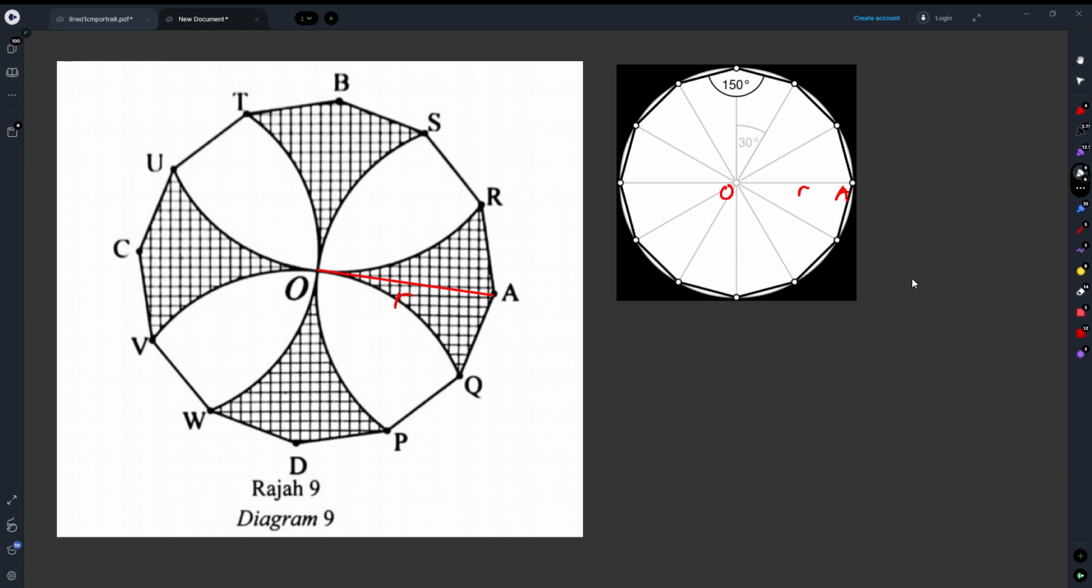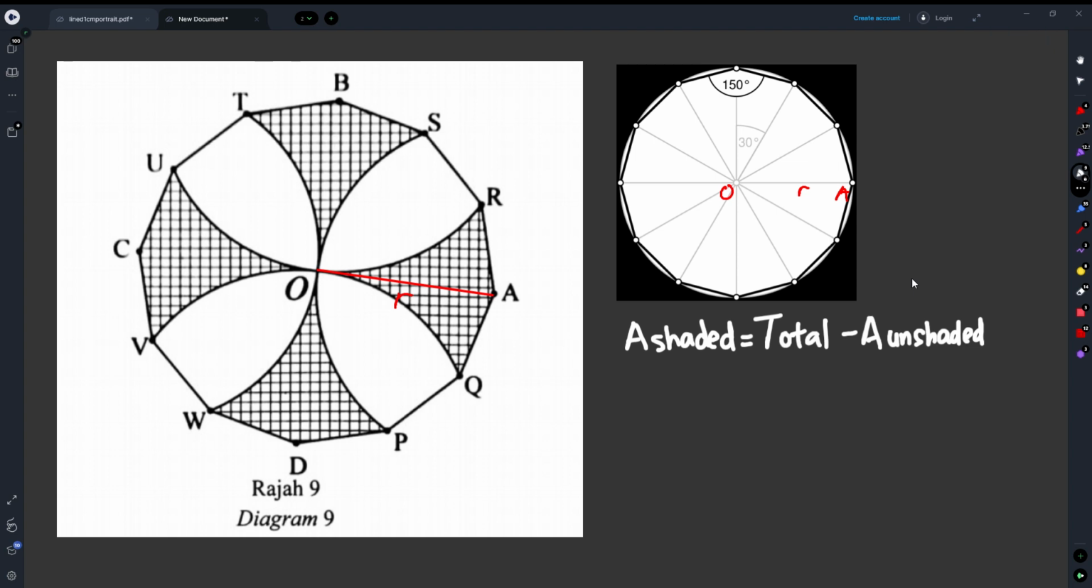We always have to use the particular concept: area of shaded region is always equal to the total area minus the area of the unshaded region. We have to follow this concept to make our life easier.